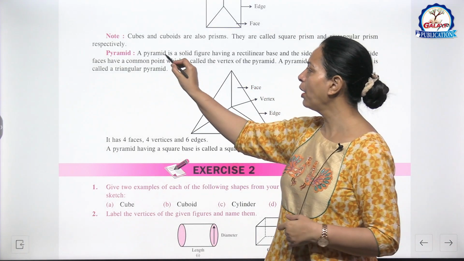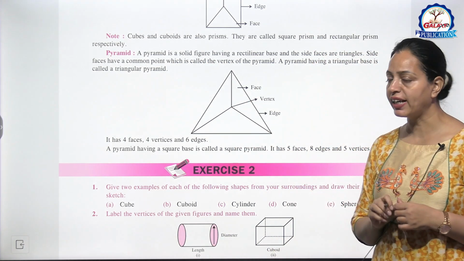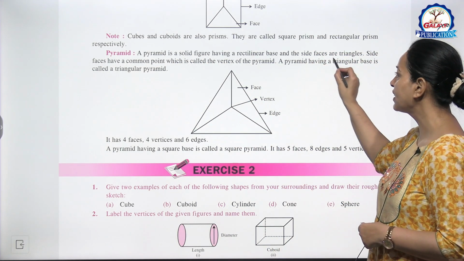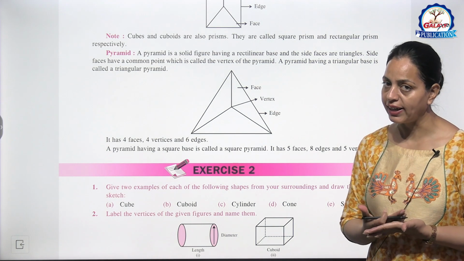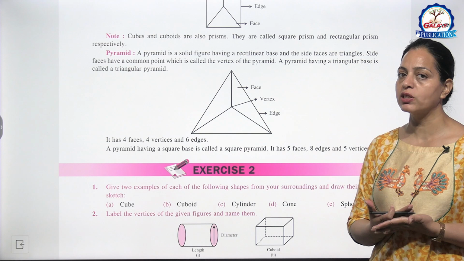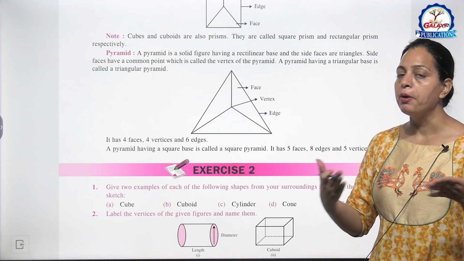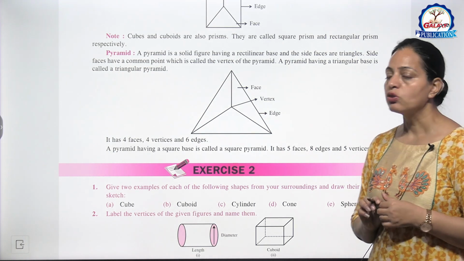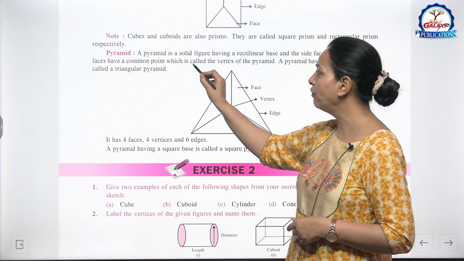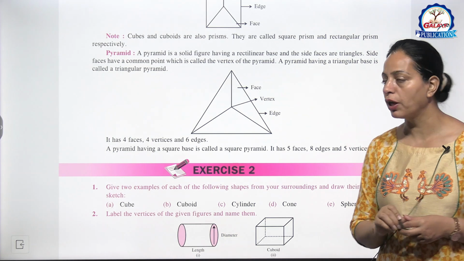Now pyramid. A pyramid is a solid figure having a rectilinear base and the side faces are triangles. The base can be a rectangle, a square, or a triangle, but the side faces are triangles. So side faces have a common point which is called the vertex of the pyramid.